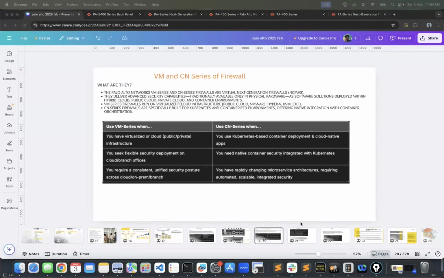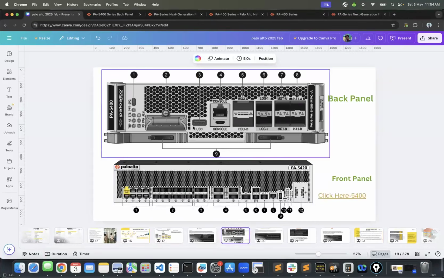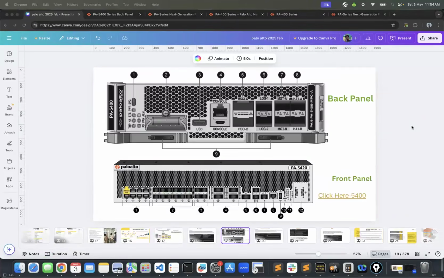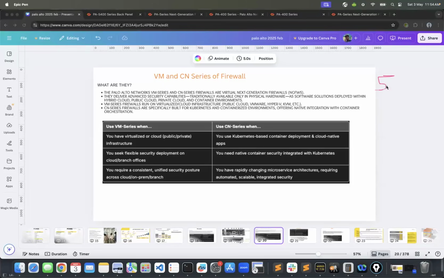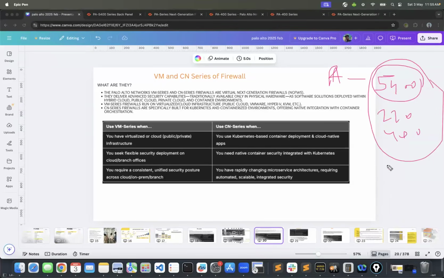Where you can use the VM series firewall. One thing about all these models: we are talking about the physical ones only. All these firewalls which we saw there, for example, I talked about the 5400, right? Or 220 or 440. Those were the PA series firewalls. You can use all this functionality, for example the 5400 series, in VM mode as well.